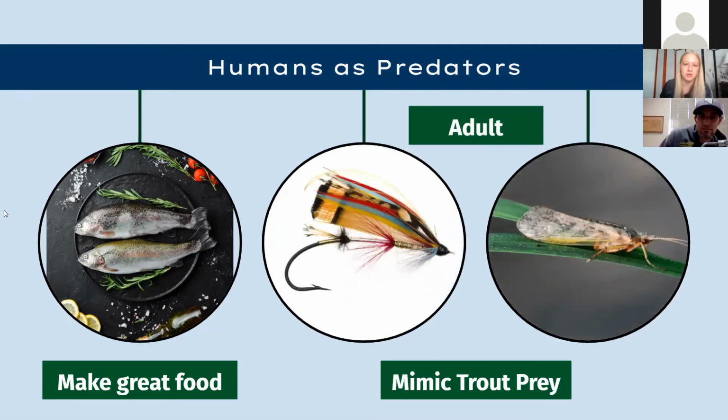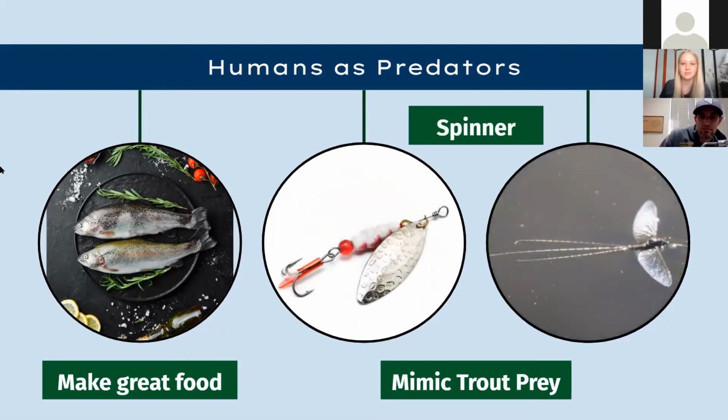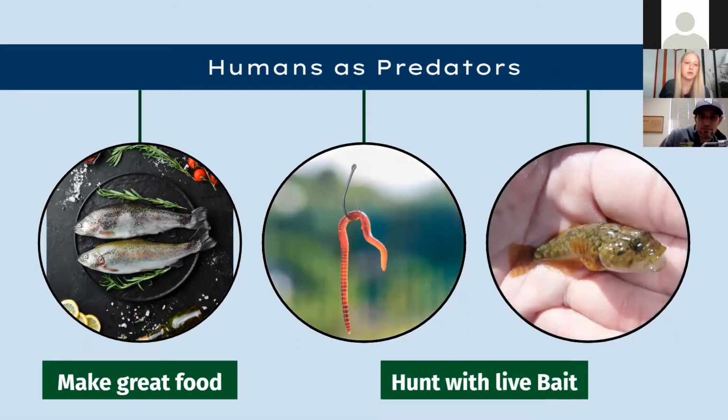We also have lures and bait that's going to look really similar to the adult stages. So this is our stonefly. It looks really similar to this lure. And then in the spinner stage, again, we are really good at mimicking our trout's natural food as a fishing mechanism. We also have learned to use bait. So some people will fish with worms, and in certain places you can fish with live bait like our Paiute sculpin.